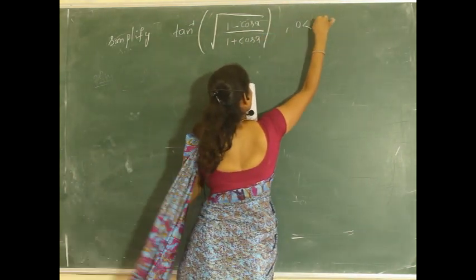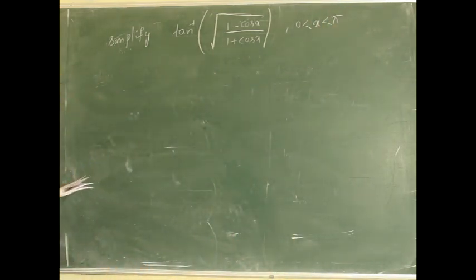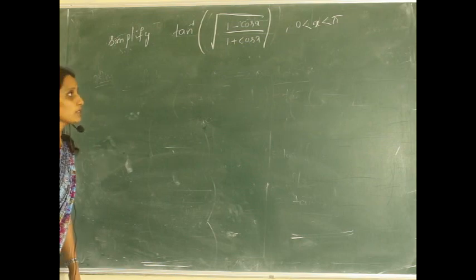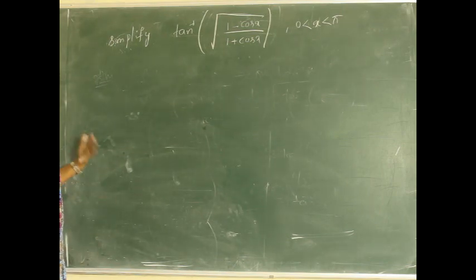0 less than x less than pi. Simplify tan inverse of root of 1 minus cos x divided by 1 plus cos x. Simplify means to get the simplest form. Already I have told in the previous problem, 1 minus cos x can be written as 2 sin square theta by 2.